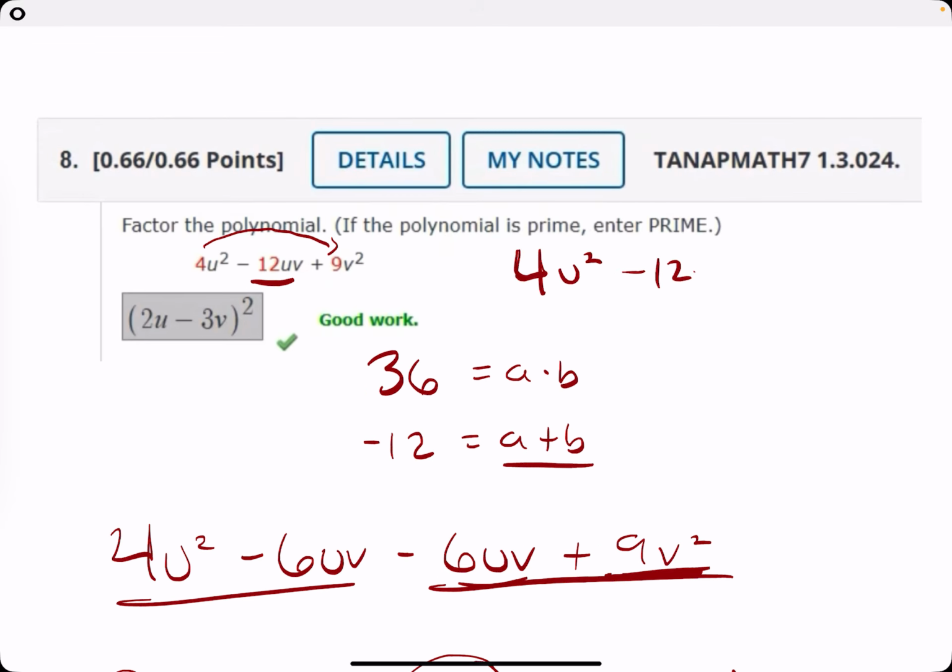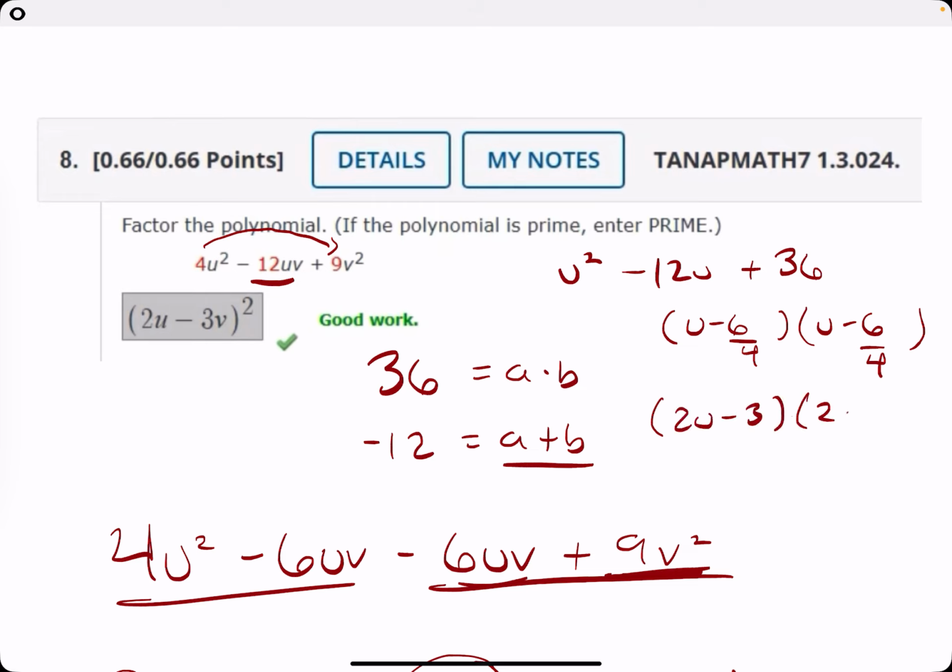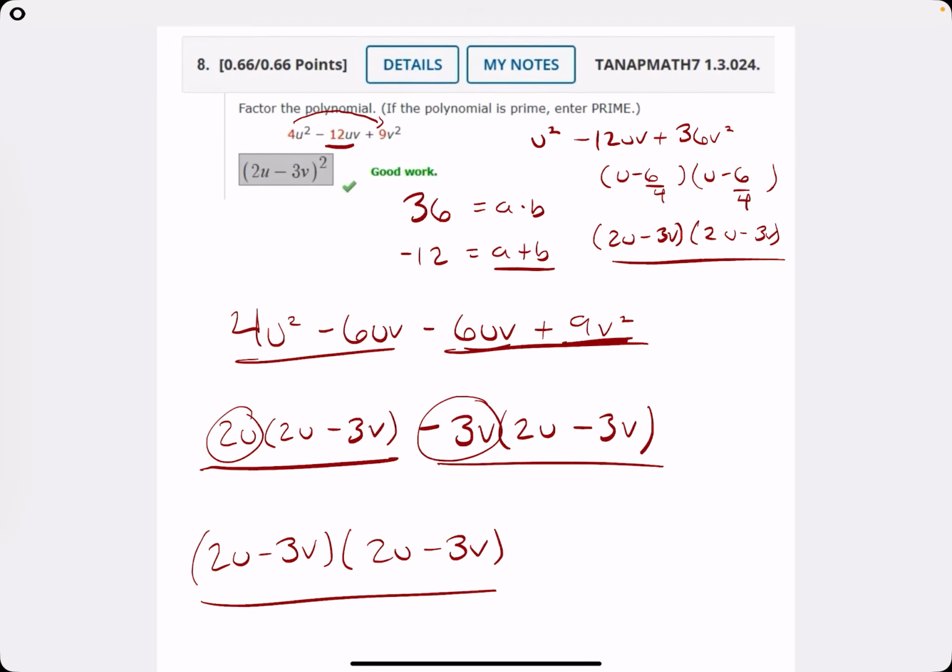4u squared minus 12uv. Multiply the 4 to the end here, so you get plus 36v squared. Maybe take out the v's, factor it like normal. You'd end up getting u minus 6, u minus 6. Make sure to divide back out by the 4. If you divide back out by the 4, you're going to get 3 over 2. So then if you get 3 over 2, you move that 2 to the front. So it's 2u minus 3, 2u minus 3 for both of them. And then you introduce the v's back in the mix. So you tack on the v's there, v's there. Maybe that one's easier. It doesn't matter. That was number 8.